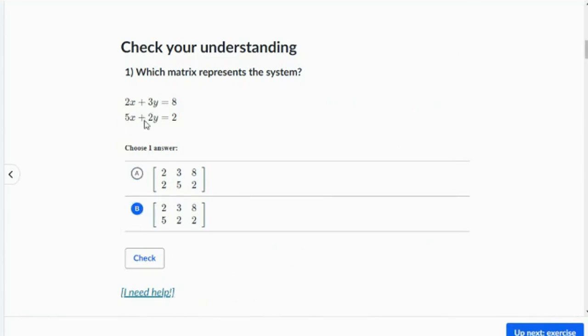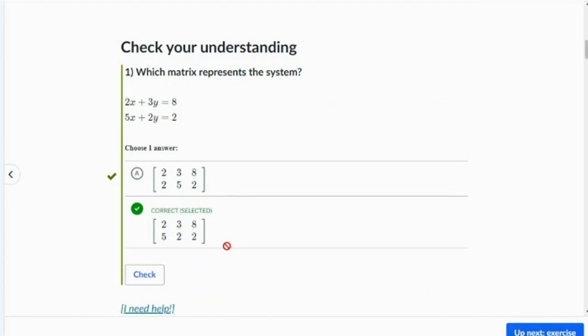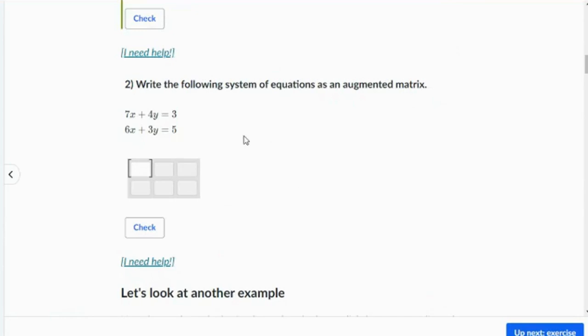2, 3, 8, 5, 2, 2. Check. Yep, that is the correct one. Write this as a, oh, they want us to write it ourselves. So we'd say, okay, well, the 7. Oh, there it is.